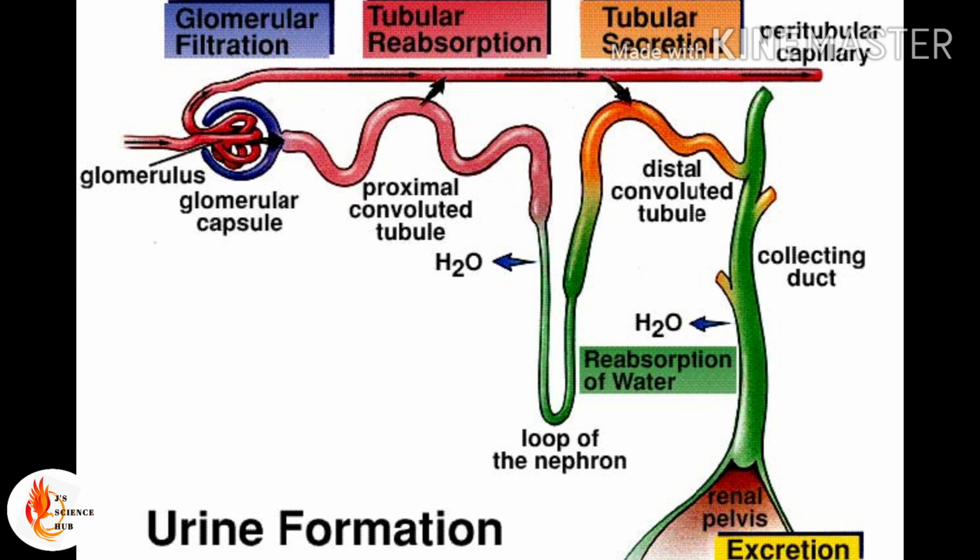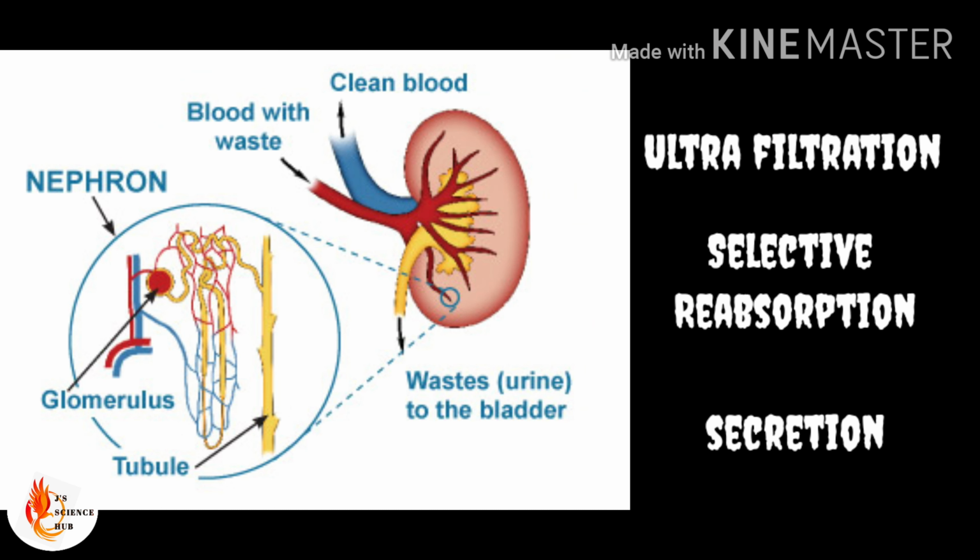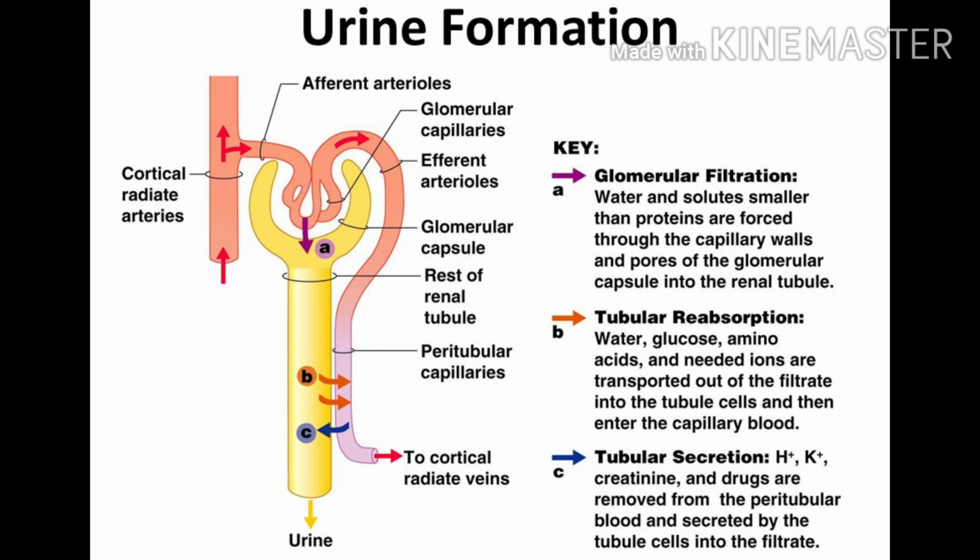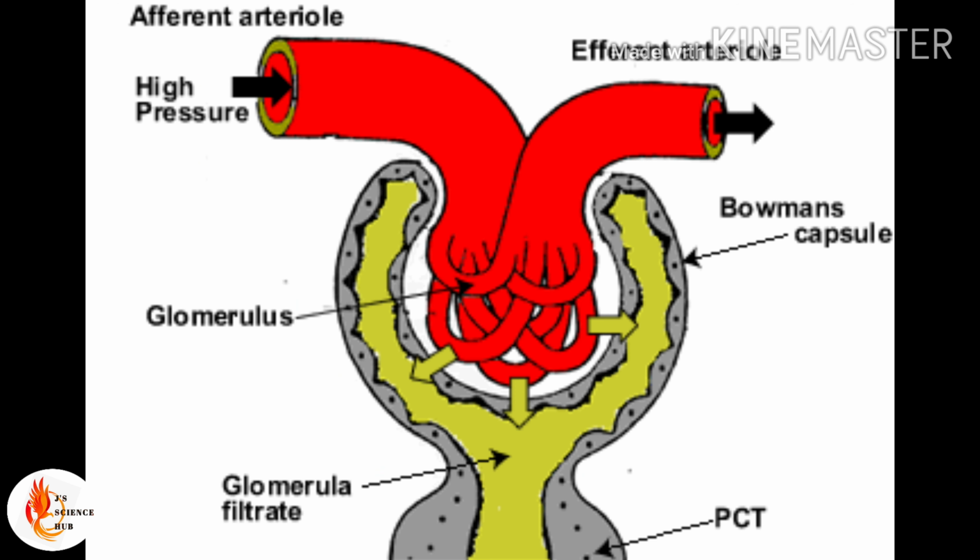So let's enter into the process of urine formation. Urine formation takes place in three main processes. They are ultrafiltration, selective reabsorption and secretion. Ultrafiltration takes place when the glomerular filtrate is collected into the cavity of the Bowman capsule. We already know about filtration, right? We call this filtration ultrafiltration because it takes place under high blood pressure.